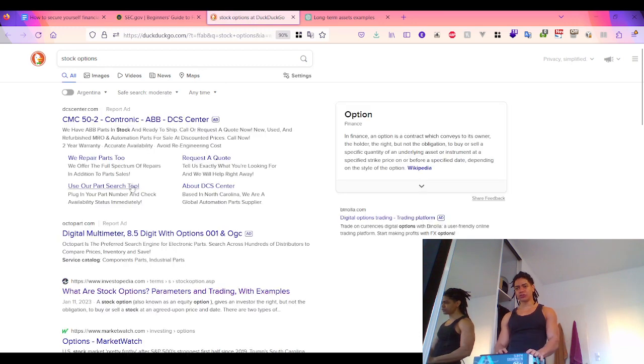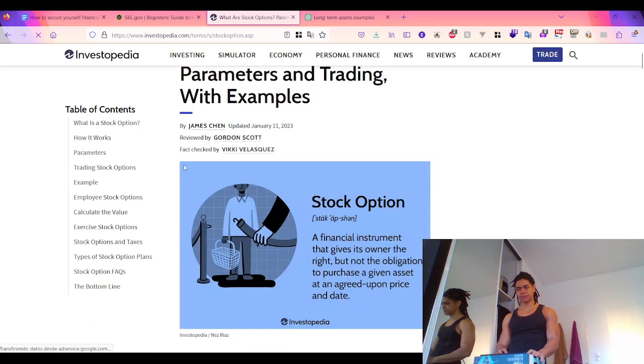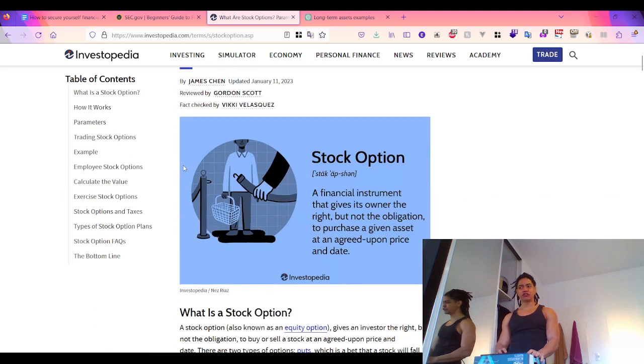So according to Investopedia, a stock option is a financial instrument that gives the owner, and I want to go over this definition and then do some reverse engineering of what's going on, the right but not the obligation to purchase a given asset at an agreed upon price and a date.